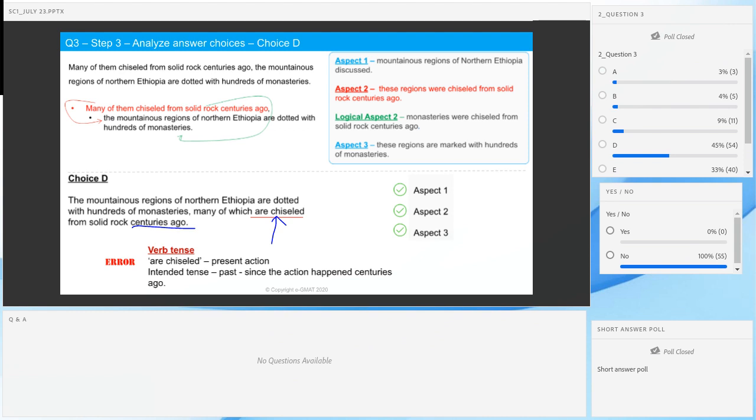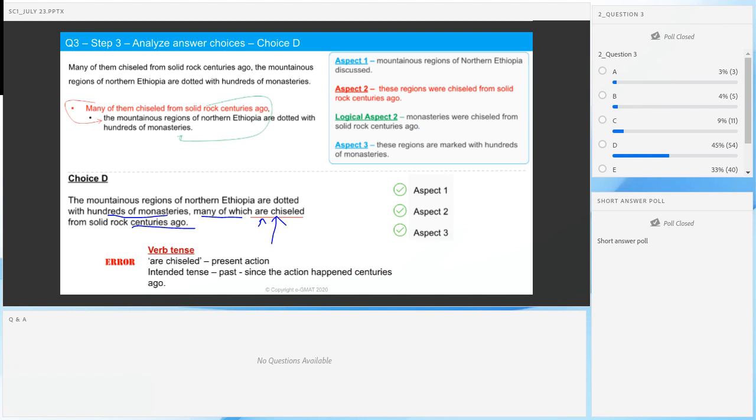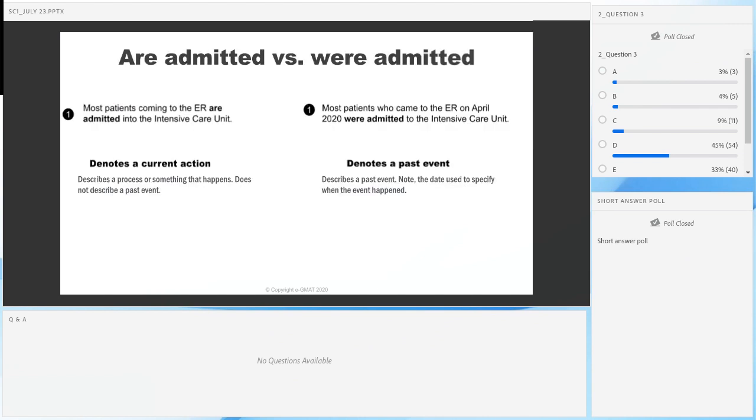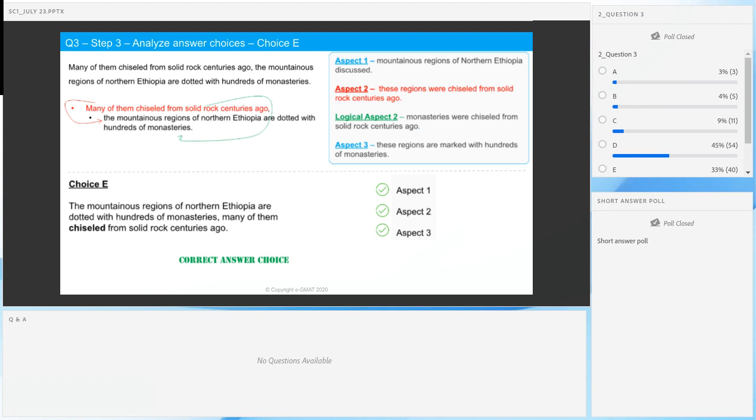Now, trust me, the usage of many of which is absolutely fine in choice D. So your next question could be: if we change are into were, will choice D become correct? Yes, it will become correct because this is the only error that we are dealing with in this sentence. So this expression, many of which, is correct; many of which is talking about hundreds of monasteries. No issues with that. It's only our verb tense that totally falls apart, and it just makes the sentence so incorrect. And so choice E is the correct answer.